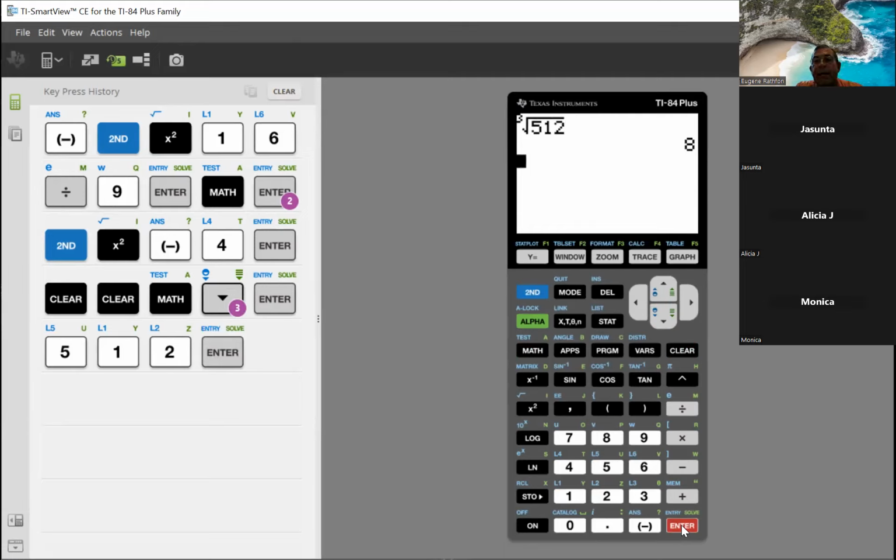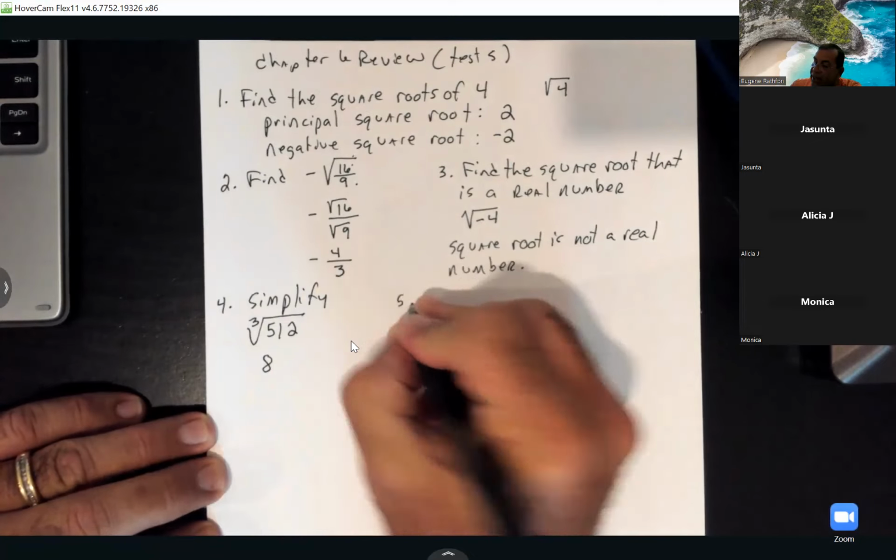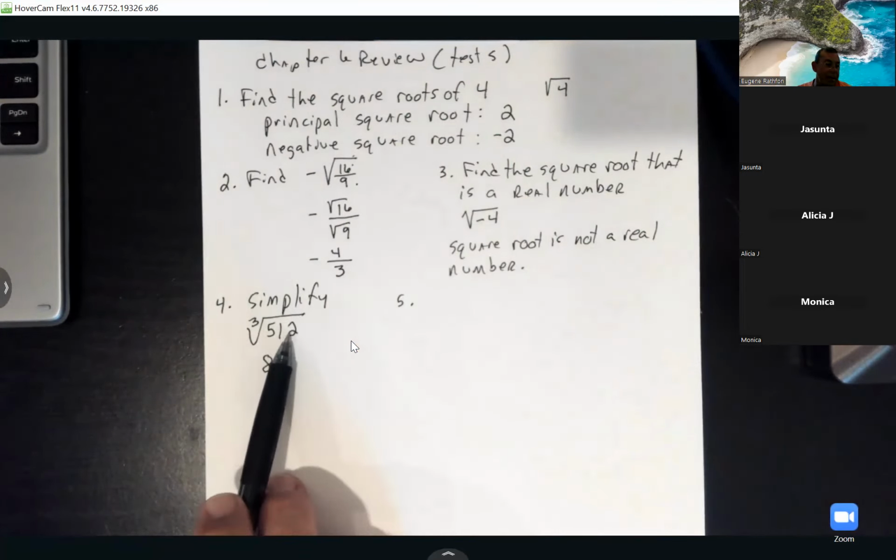Okay, so 8 times 8 is 64. 64 times 8 equals 512. So that answer, we got 8. And remember, you can check these by multiplying that number back. 8 times 8 times 8 will give me 512.